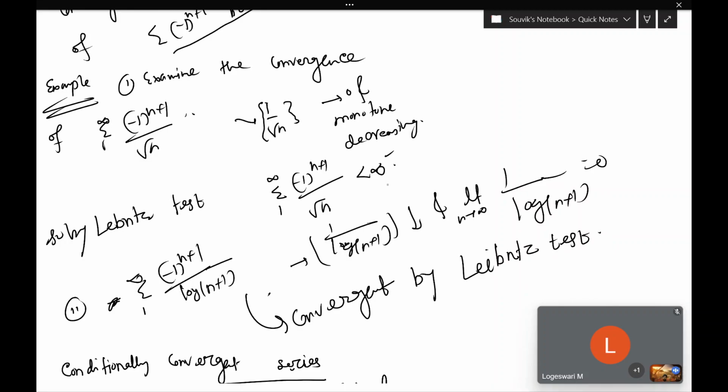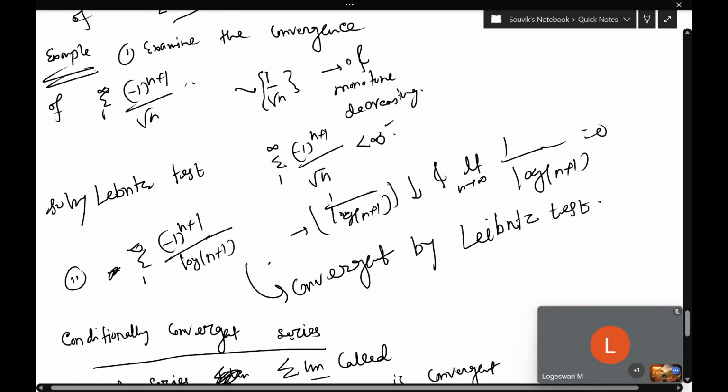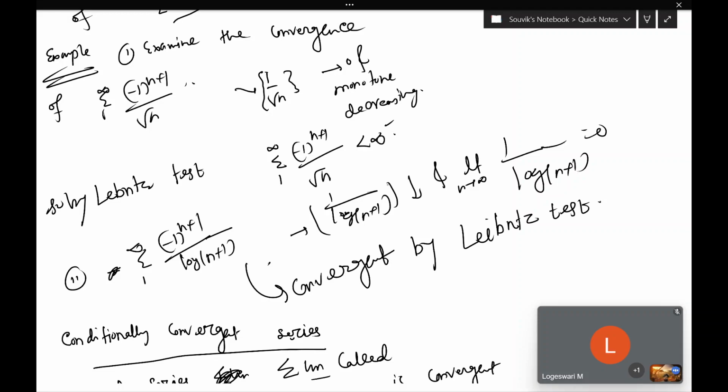So consider the following examples. Examine the convergence of the series summation of minus 1 to the n plus 1 by root n. This is monotone decreasing and converges to 0. So by the Leibniz test, the summation 1 to infinity of minus 1 to the power n plus 1 by root n is convergent.